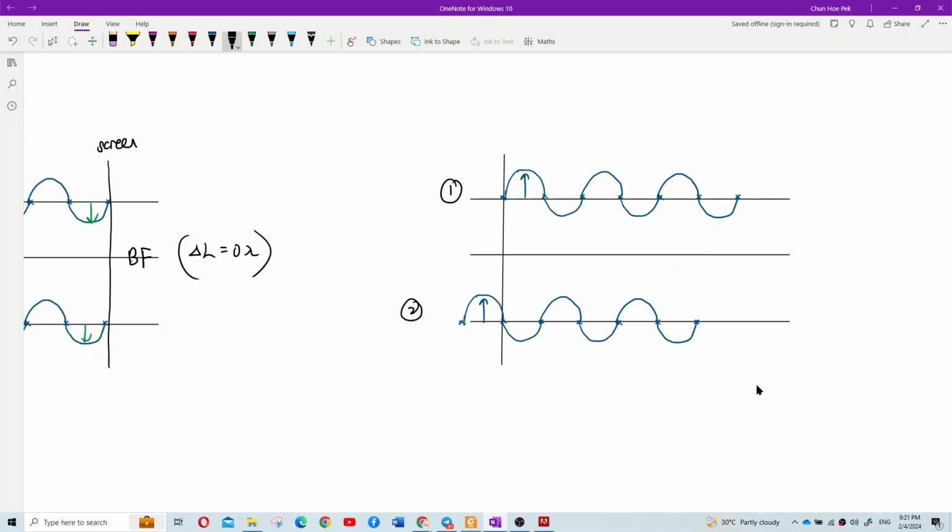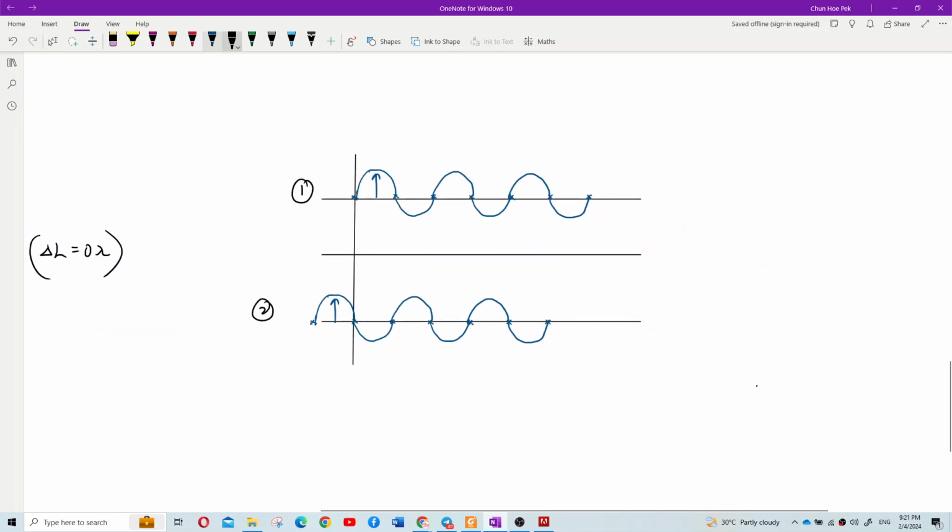So that means now wave 2 travels a longer distance. This is the screen. Wave 2 travels a longer distance. How much longer? We can say this is the extra. This is the path difference. This is the delta L. This is what we call the path difference. Understand?